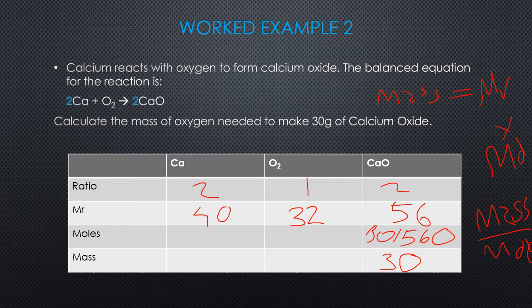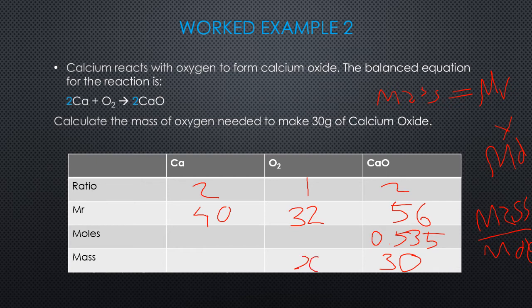Let me try clear this. You should get 0.53. 0.5 should have been okay. So now we've got the moles of calcium oxide. We need to calculate the mass of oxygen. So this is what we're interested in.